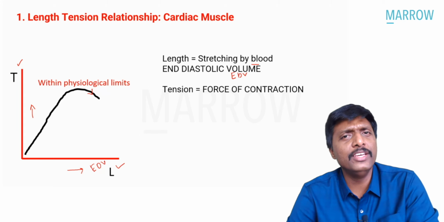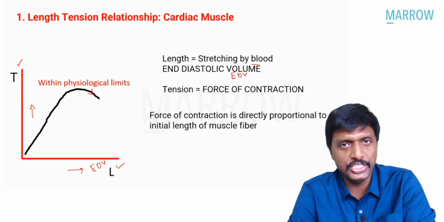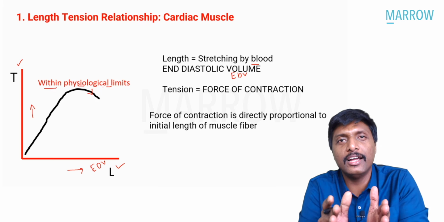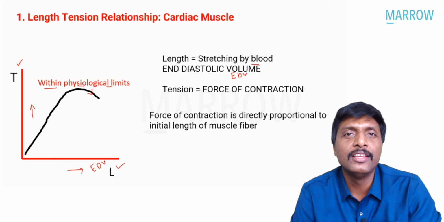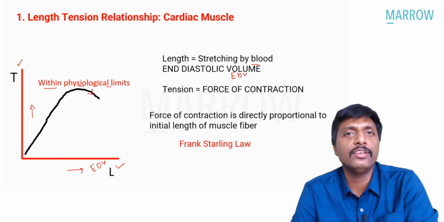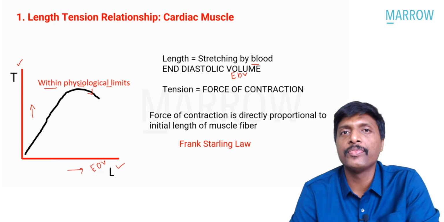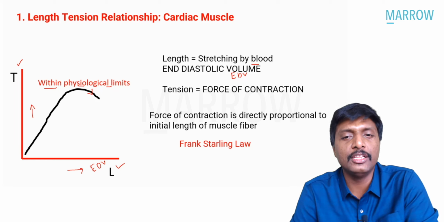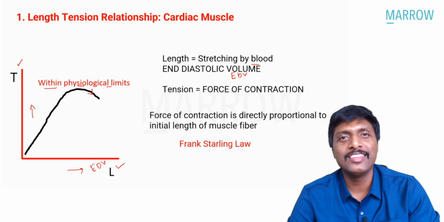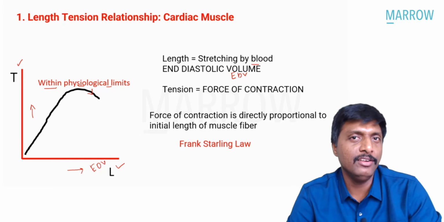A very important law, obviously there is no surprise here, you know it already. What does the law state? That the force of contraction is always directly proportional to the initial length of the muscle fiber within physiological limits. If you go beyond that, if you keep on stretching further and further, it will not be beneficial to the system. So what is this law called? Frank-Starling law. If you see a picture-based question, this is the length-tension relationship of a cardiac muscle where we study the Frank-Starling law. If you increase the end-diastolic volume, the force of contraction will definitely increase to send all the blood out. But this happens only within physiological limits.